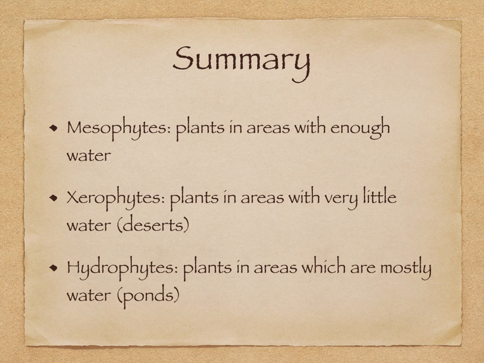So in this topic we looked at mesophytes, which are plants that grow in areas with enough water, xerophytes, which are plants that grow in areas with very little water, for example deserts. So can you list how the leaves are adapted to a dry environment and how the plant is adapted to a dry environment? And then hydrophytes, which are plants that grow in aquatic areas. So you need to know about the features of each of these and how they are adapted to the environment.